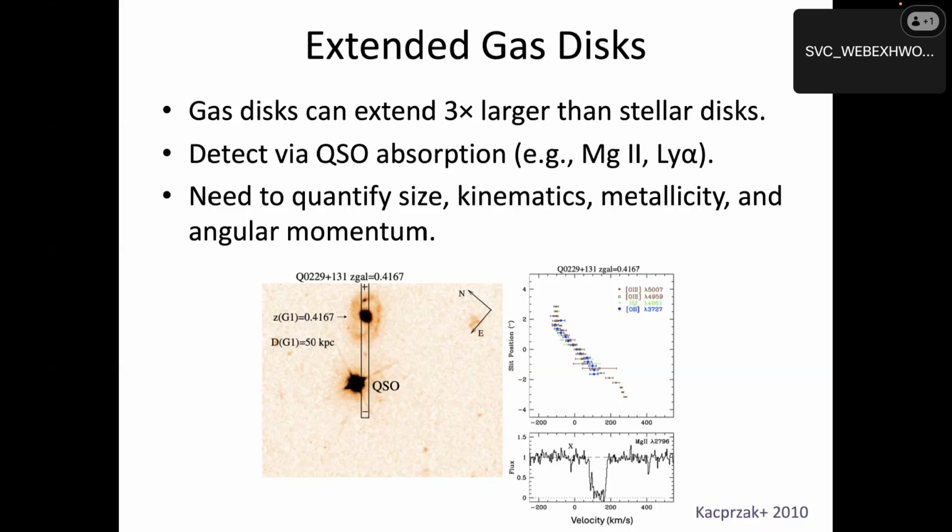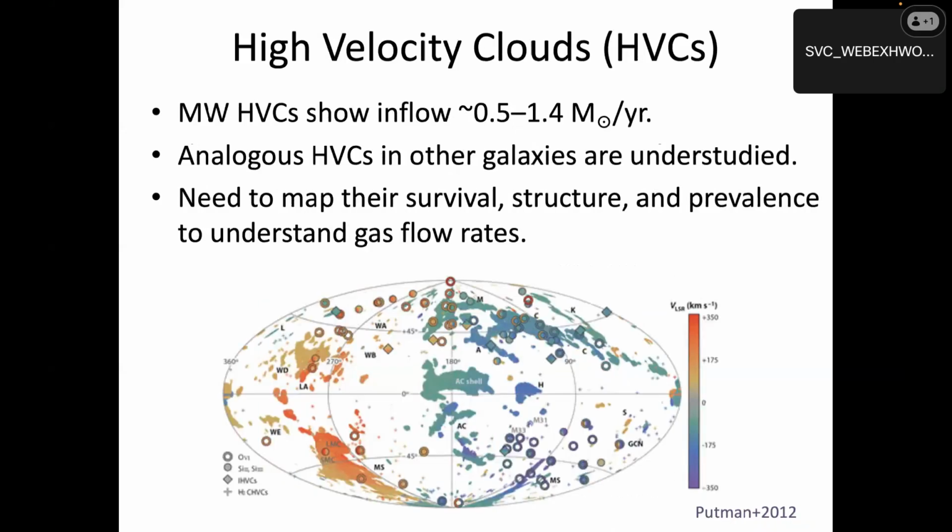In addition to that, we also know there are these high velocity clouds, very well studied in the Milky Way. But we don't really know if all galaxies have these structures. And this is very interesting because our study of the Milky Way has suggested that about 1 solar mass per year, similar to the star formation rate of the Milky Way, is falling in the high velocity clouds. You can put two and two together.